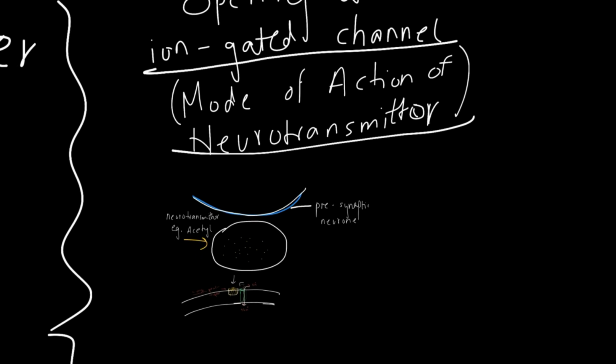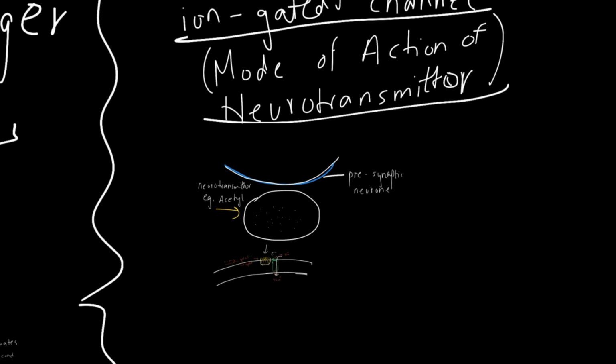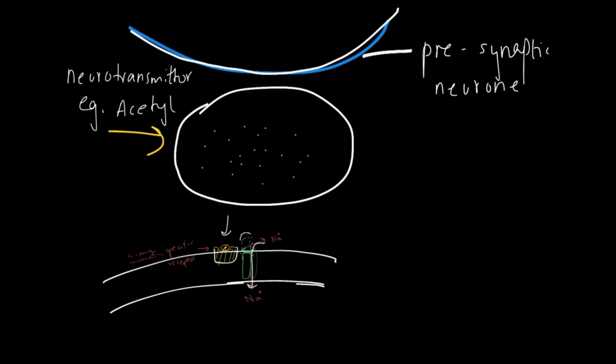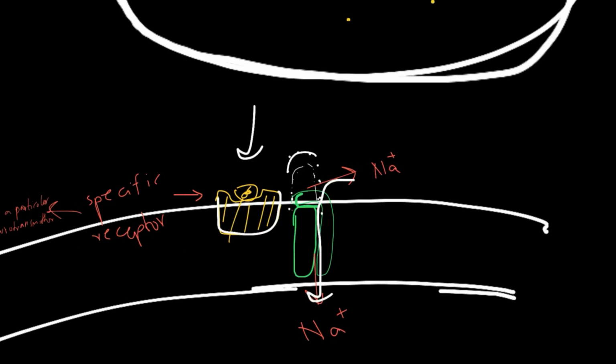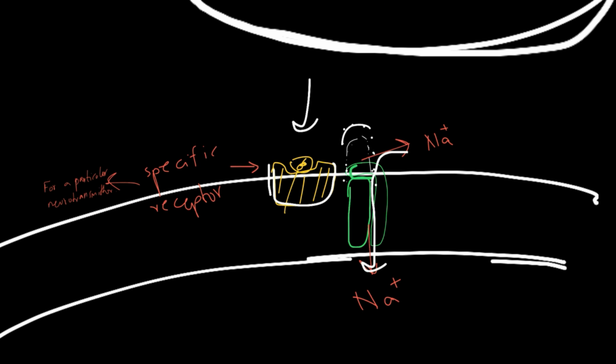The last thing we did was opening of the ion gated channel through the mode of action of neurotransmitters. So for example, a neurotransmitter acetyl is released from the neuron. It comes onto the cell membrane and the specific receptor takes it, and this helps to open the gated channel, and the specific sodium ion travels inside.